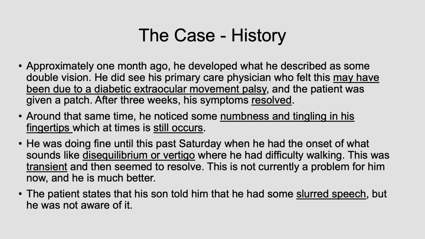So on this page, the information that we draw out: diabetic extraocular movement palsy resolved. Numbness and tingling still occurs. Disequilibrium or vertigo, transient. Remember the physician said that in the recommendation, that was still a little bit there. Slurred speech, that's a little bit still there also.